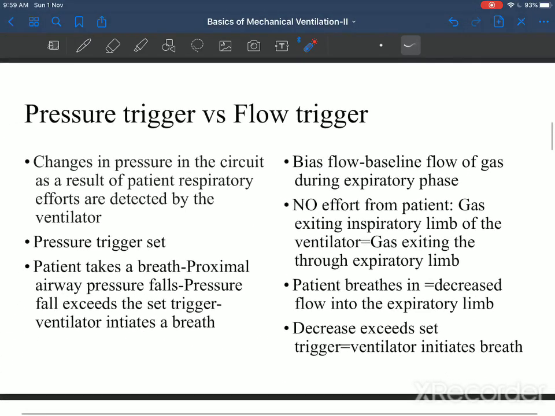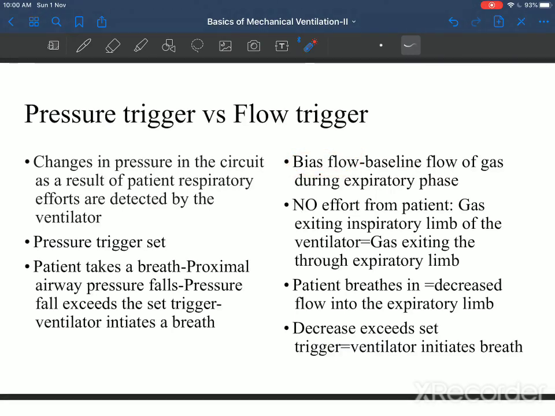So what's the difference between a pressure trigger and a flow trigger? See, pressure trigger is changes in pressure in the circuit as a result of the patient's respiratory efforts, and that is detected by the ventilator. So the proximal airway pressure falls, and if it exceeds the set trigger, then the ventilator initiates a breath. For flow trigger to happen, there is something called bias flow that you should know.